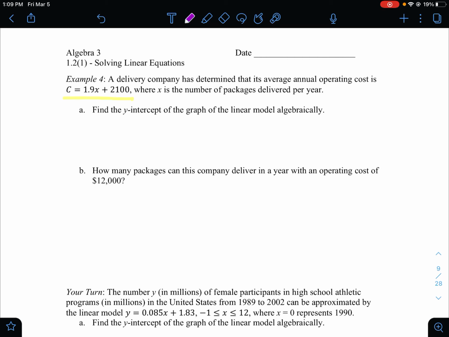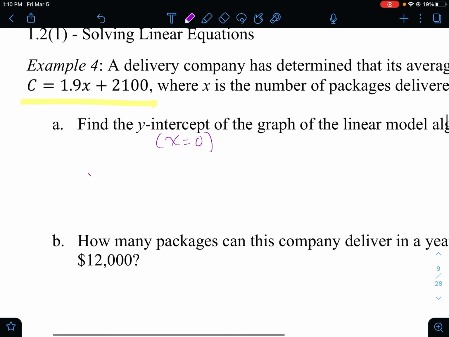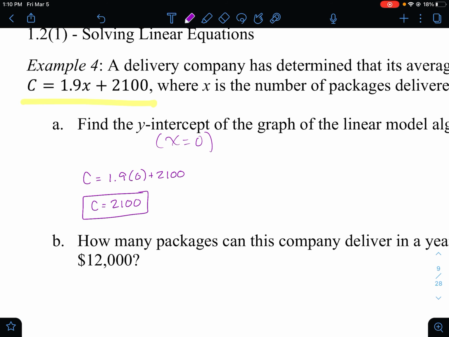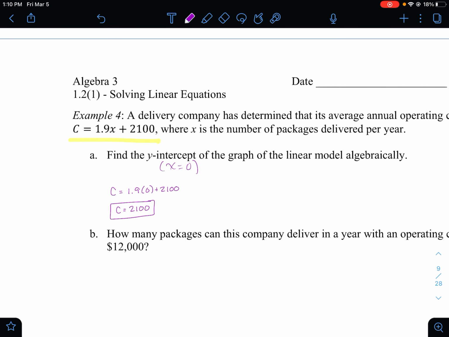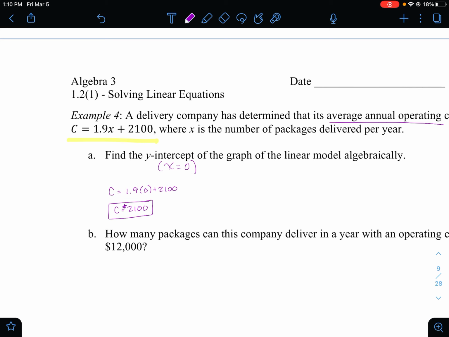So y-intercept, well, that is where we let x equal 0. So let's take our equation, c equals 1.9 times 0 plus 2100. 1.9 times 0 is 0, so c is $2,100. So let's think about what that means. If x is the number of packages delivered per year, if this company delivers no packages all year long, they still have an average annual operating cost of $2,100.